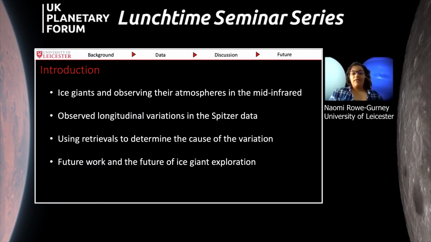So the general layout of today's talk, with a bit of background on the ice giants and observing their atmospheres in the mid-infrared. And then I'll get into what we found in the stratosphere in the Spitzer data, this observed longitudinal variation. Then we'll look at the models we've been using to determine the cause of the variation. So we'll discuss that. And then I'll summarize with an overview of the future work that I'm doing and also the future of ice giants in general.